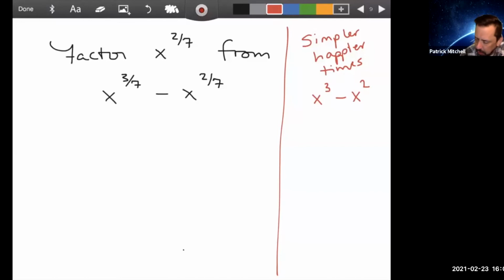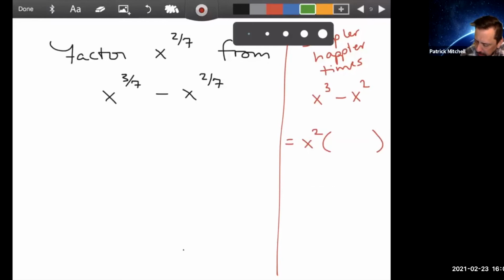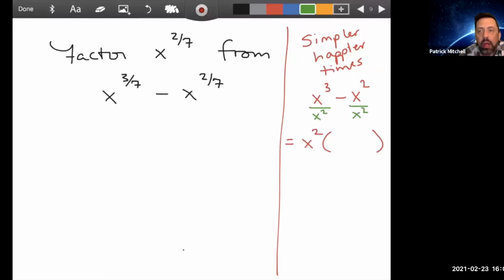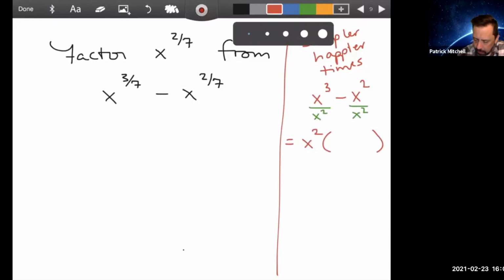So how did that work? We would write the x squared out front. And then I remember when we first started reviewing factoring, I said, imagine there's a thought bubble there where you're dividing everybody by x squared. And that'll tell you what goes in the parentheses. So x cubed divided by x squared, that's just x. And then, of course, x squared divided by x squared is 1.